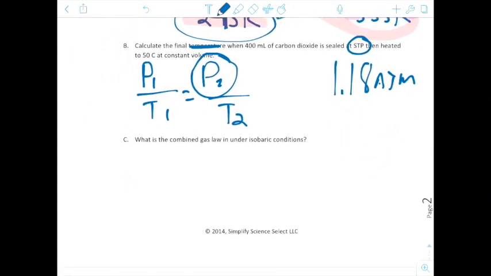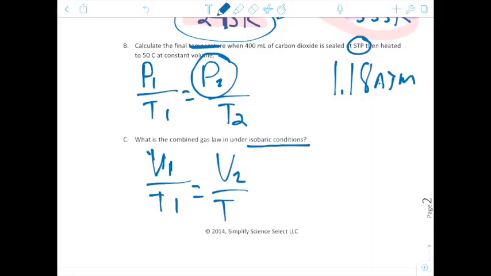C, what is the combined gas law under isobaric conditions? So isobaric means that it is a constant pressure, and remember all you do is just erase pressure, and we get V1 all over T1 equals V2 all over T2.